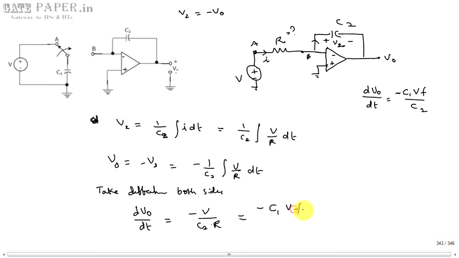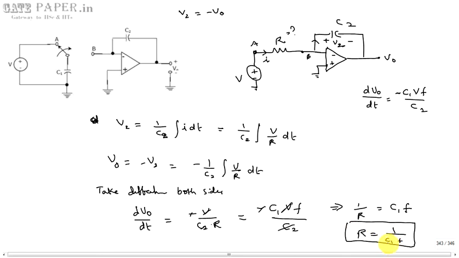So C1 into V into f by C2. C2 cancels, V cancels, and the minus also cancels. So 1 by R is equal to C1 into f. So R is equal to 1 by C1 times f. If you choose the resistance value as the reciprocal of the product of C1 and f, then that will be the resistance value which gives the same average rate of change of output voltage. So the required value of R is equal to 1 by C1 times f. This is the answer for C. Thank you.